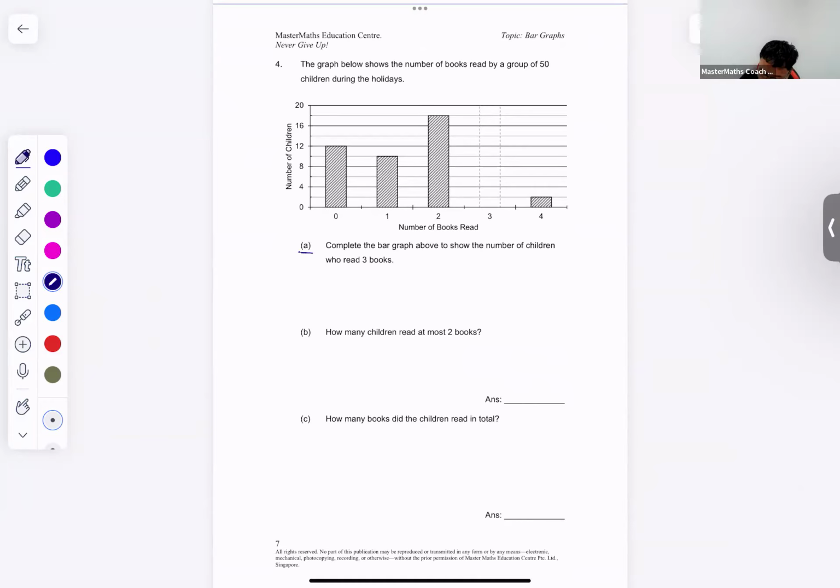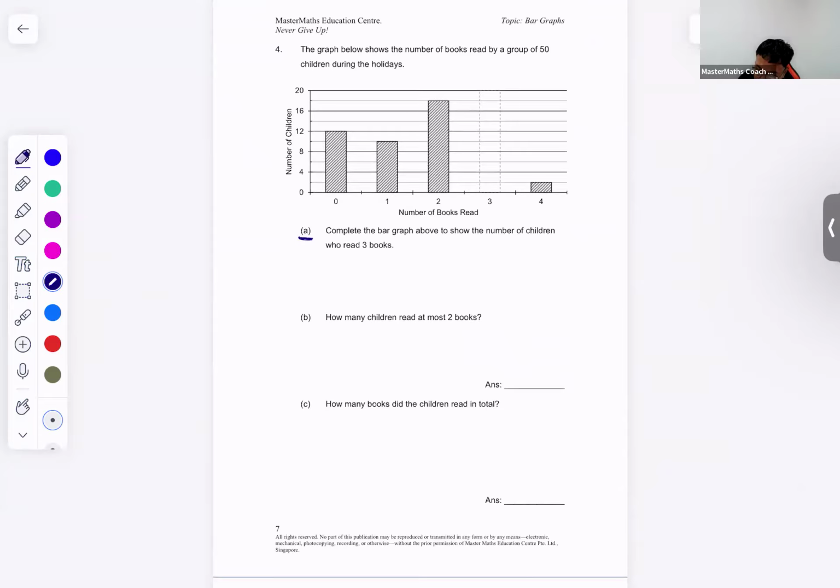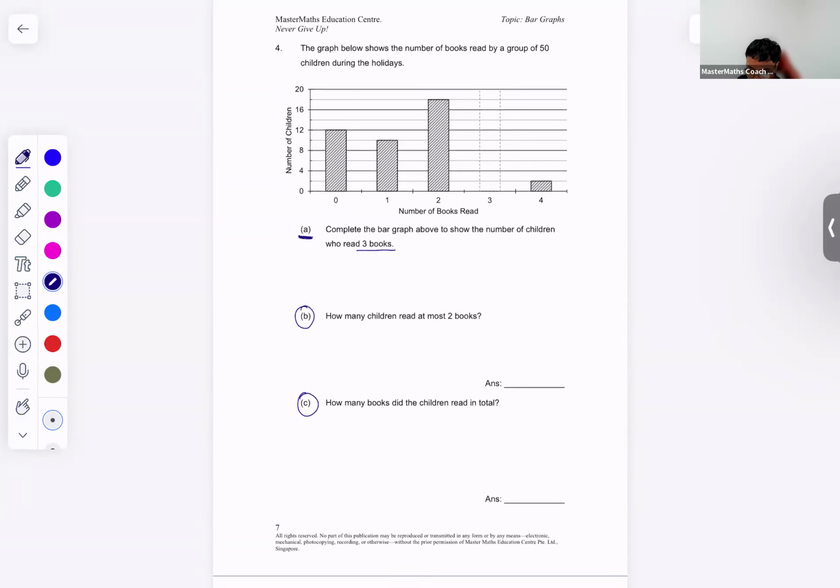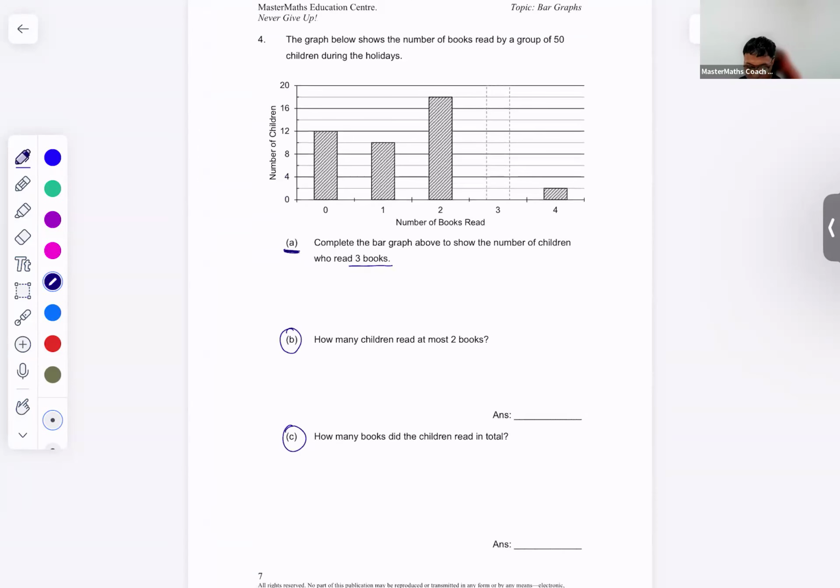Maybe not question A. You don't have to draw the graph, but just tell me what's the number of children who read 3 books. Then after that, you try question B and question C. Do I need to read from the graph? Yes, you have to read from the graph, or you have to complete the graph above. Let me go through question A, and then you can try to do question B and C first.